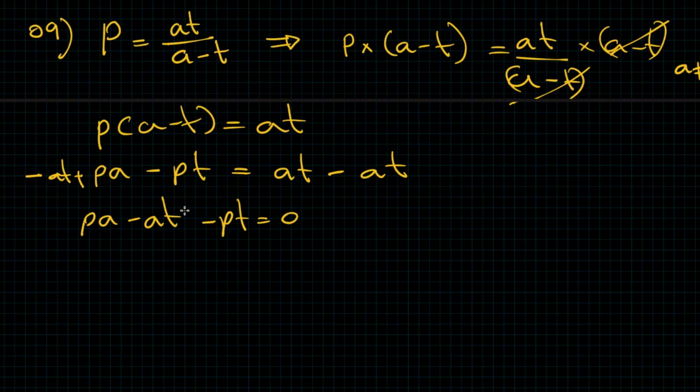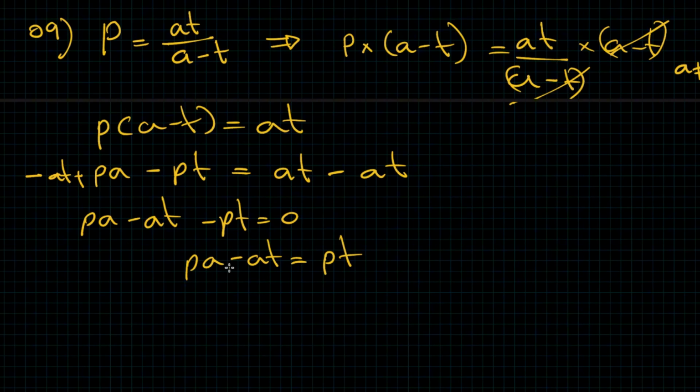This part does not have A in it, so we can take this part here. Similar to what I did above, we can bring minus PT to this side. So we add plus PT to both sides. The minus PT and plus PT cancel out on this side, and on the other side you get PT. Basically, we just bring this one over and the minus turns into plus. PA minus AT equals PT.